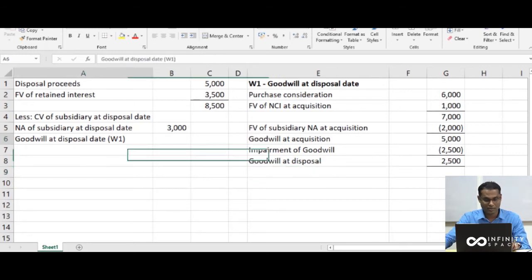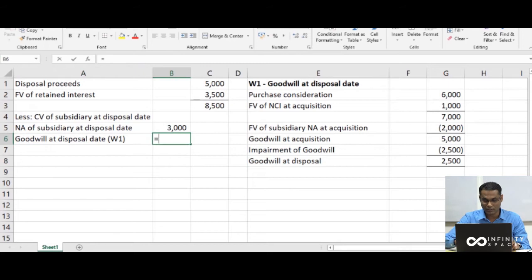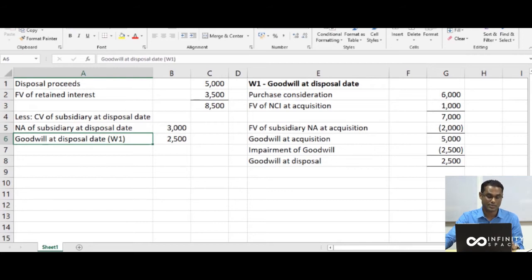So working number 1, goodwill at the date of disposal, is equal to 2500. Then I told you all you need to derecognize three things. One is the net asset value of the subsidiary at disposal, which is 3000. You need to derecognize the goodwill figure of the subsidiary at disposal, which is 2500. Also, you need to derecognize the non-controlling interest figure at the date of disposal. If the parent had 60% holding, NCI had 40%. You need to calculate the 40% NCI value at the date of disposal. That also you need to derecognize.